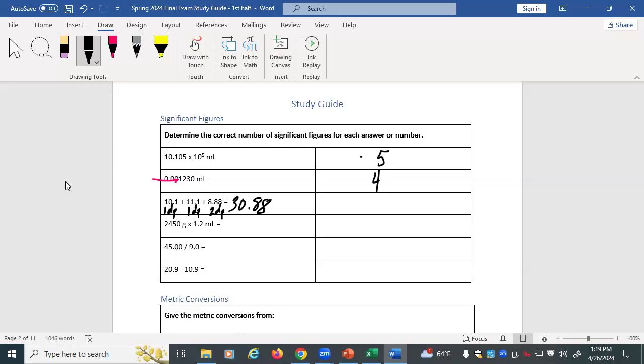When we do any kind of calculation, we ultimately are limited by our least precise measurement. Whether it's the least precise because it has the fewest decimal places, or the least precise because it has the fewest significant digits, in either case, 1 decimal place is what we care about. So that decimal place here is where we need to round. 30.9 would be the correct answer. And how many significant figures does 30.9 have? 3.